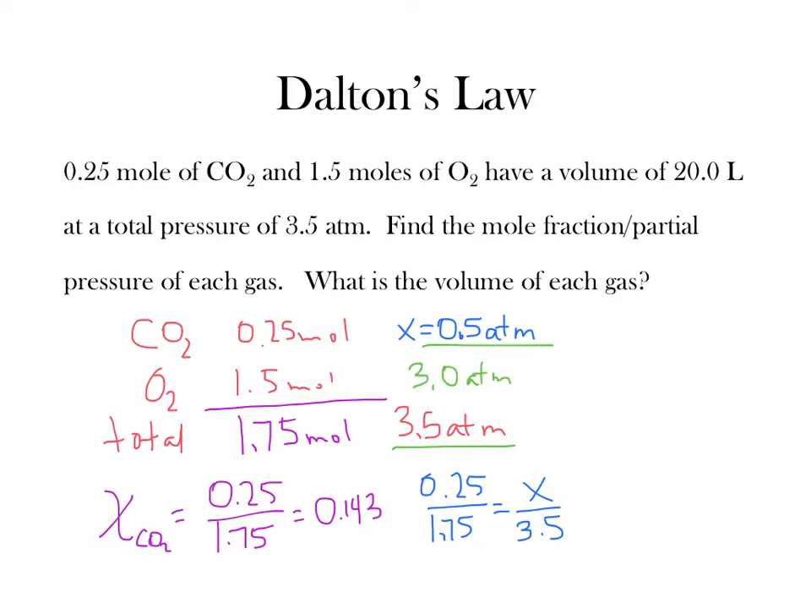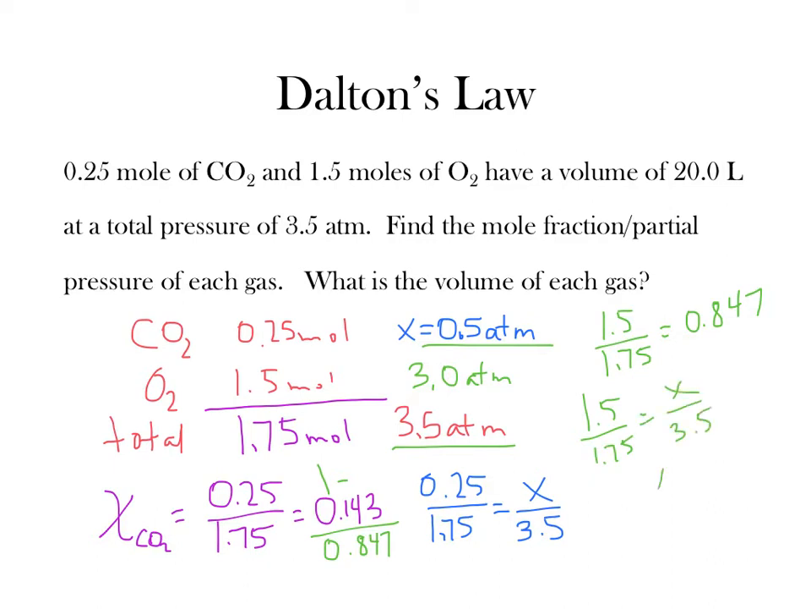And since mole fractions add up to 1, 1 minus 0.143 is 0.857 for the mole fraction of oxygen. Or you could actually solve it out, which is probably not a bad idea just to check yourself. 1.5 out of 1.75 is equal to 0.857. And 1.5 out of 1.75, x over 3.5, x is equal to 3.0. It's a good idea to check your math to make sure you didn't mess up somewhere.